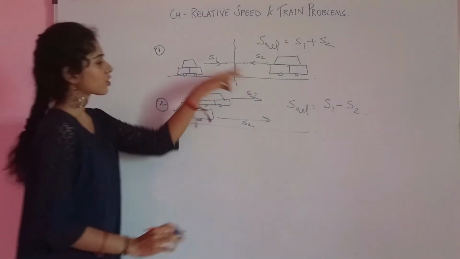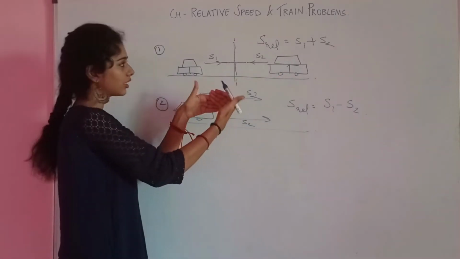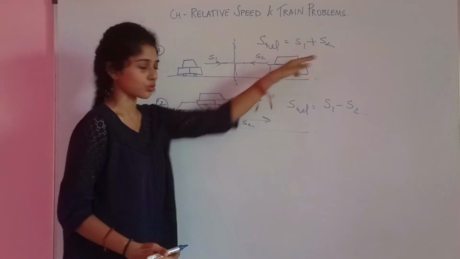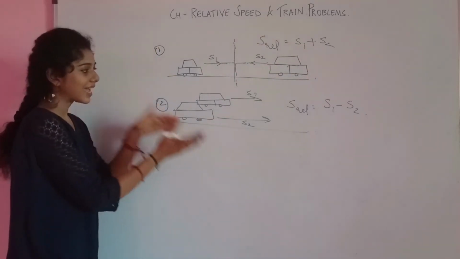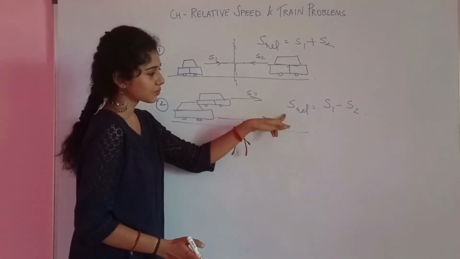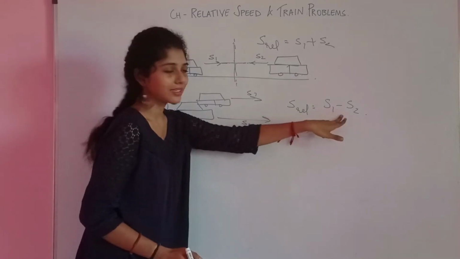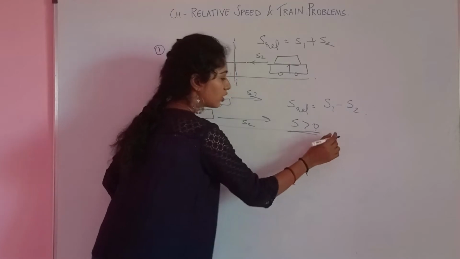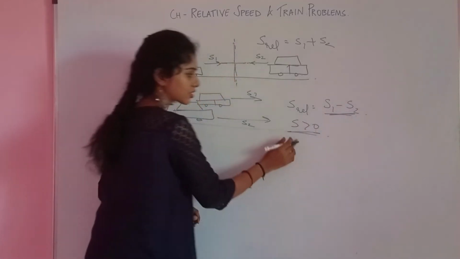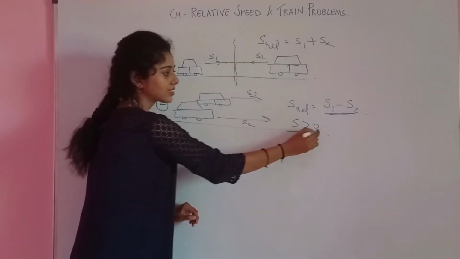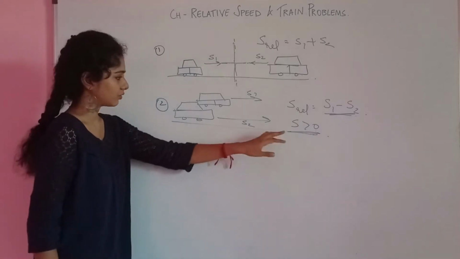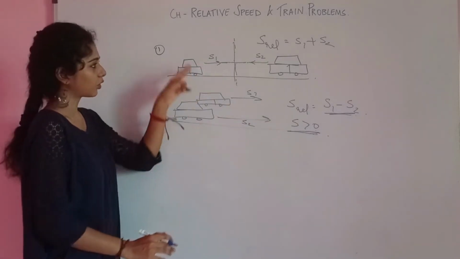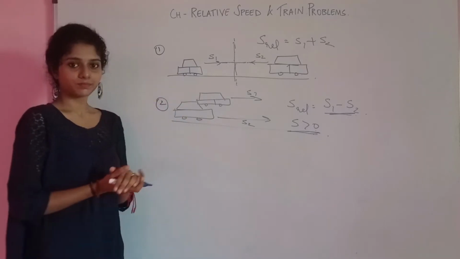So if 2 cars go in opposite directions to each other, the relative speed is S1 plus S2. If they go in the same direction, the relative speed is S1 minus S2. Make sure that the speed is always greater than 0, so S1 minus S2 must be done in such a way that the relative speed is not a negative value. Let's look at a question so that you can apply both of these better.